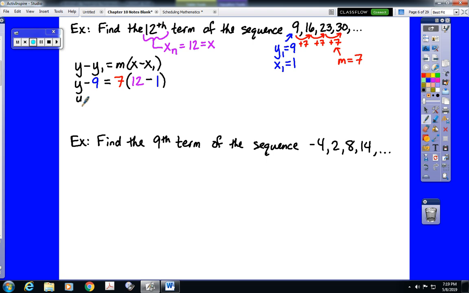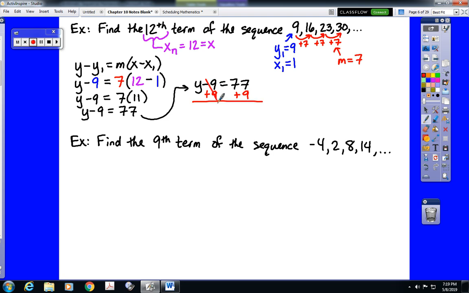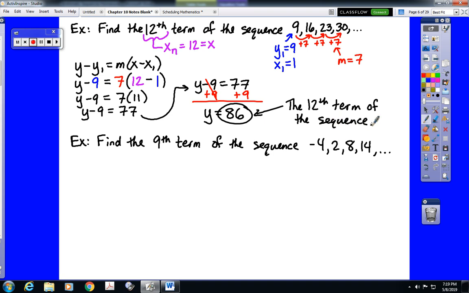So we have y minus 9 equals 7 times 11, or y minus 9 equals 77. So if y minus 9 is equal to 77, that is a one-step equation. We're going to add 9 to each side, and that gives us that the 12th term is 86. So 86 is the 12th term of the sequence. Again, it all comes down to, this is a linear function. When we input the 12, we should get the 12th term out.